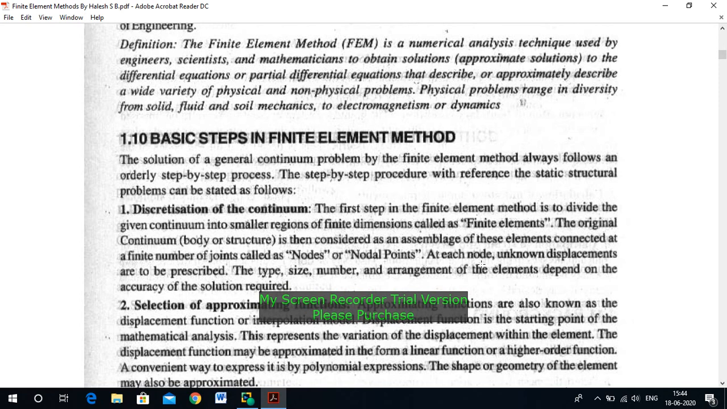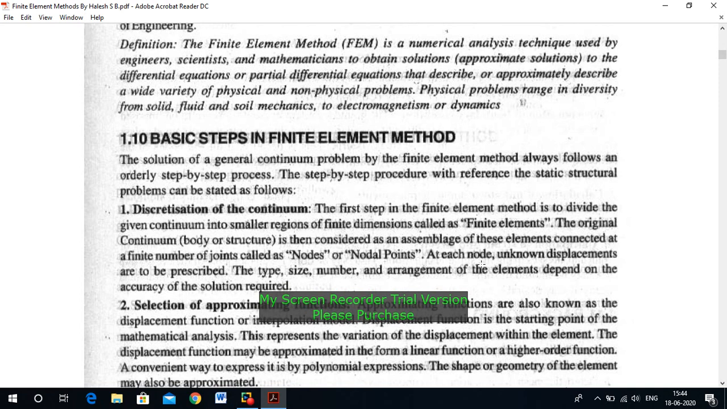The next topic is basic steps in finite element method. There are a total of 10 basic steps in the finite element method to solve any type of complex engineering problems. The very first step in the finite element method is discretization of the continuum. It is the first step in FEM, to divide the given continuum into smaller regions of finite dimensions called finite elements.